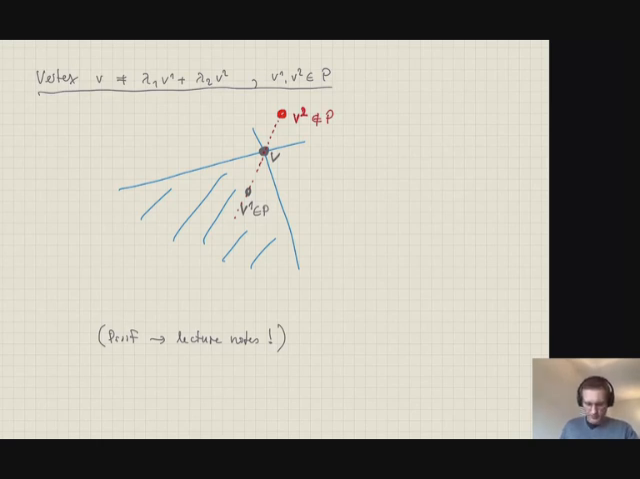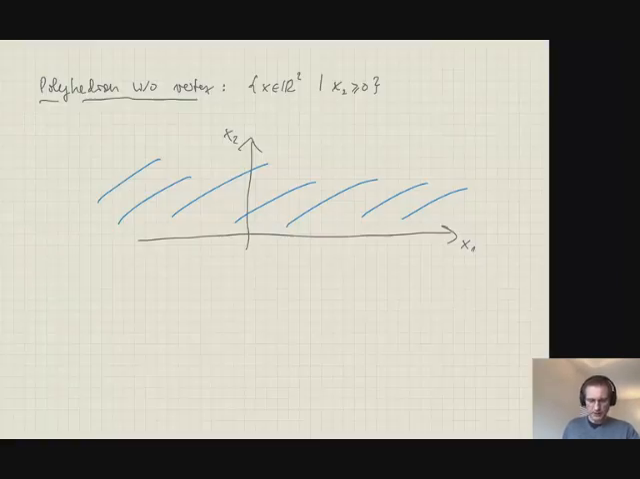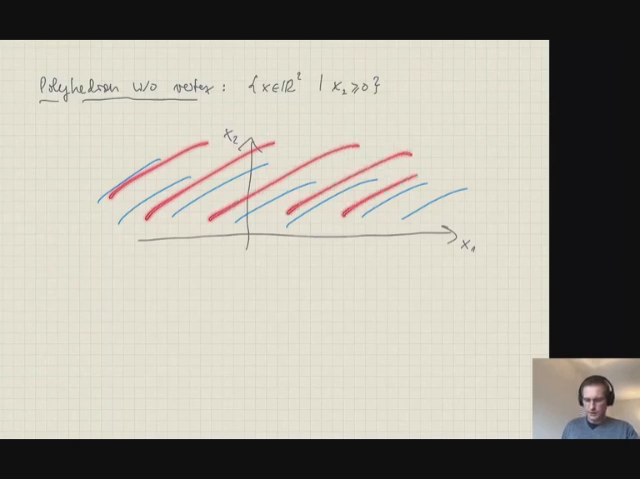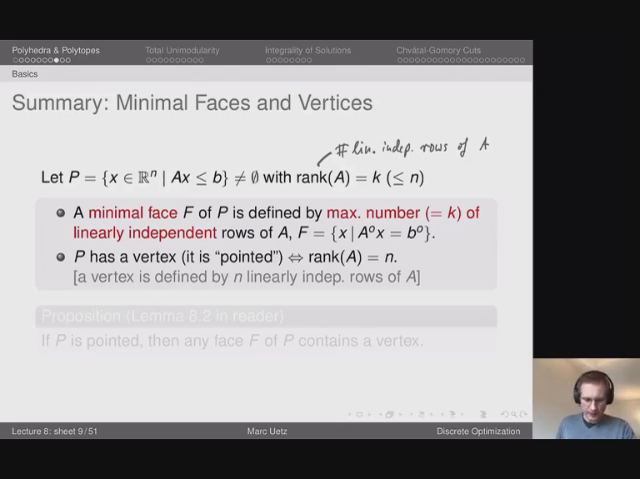Now, okay, so final remark. In general, a polyhedron need not have any vertices. To consider one example, we can define a polyhedron in R2 by just restricting x2 to be non-negative, and then our polyhedron would be this half space here, and as you can see, it doesn't contain any vertices at all.